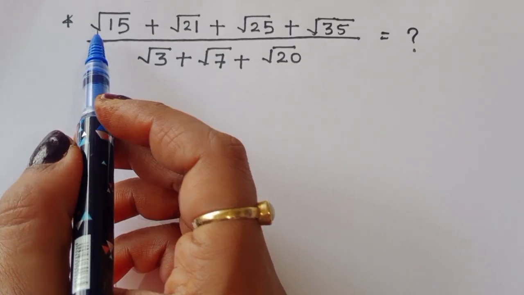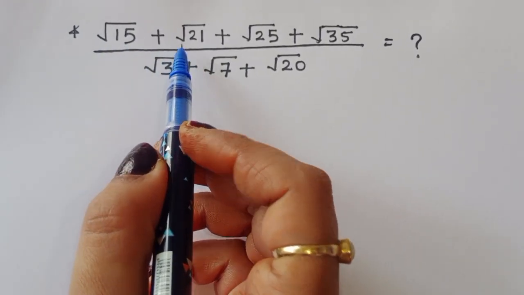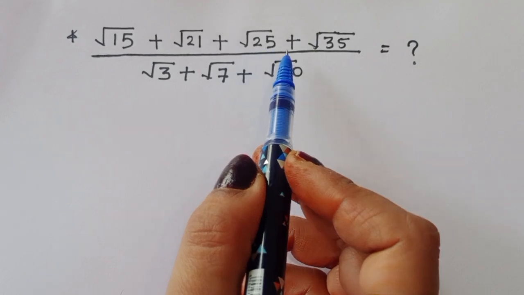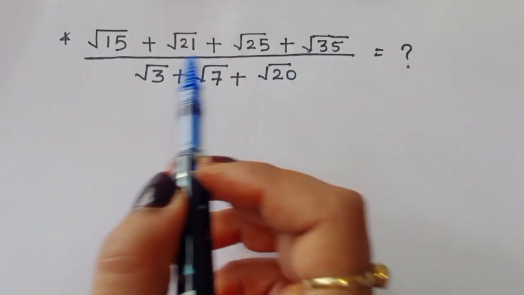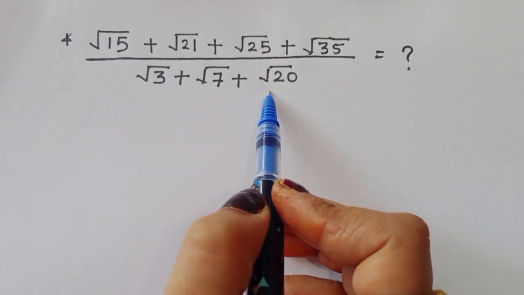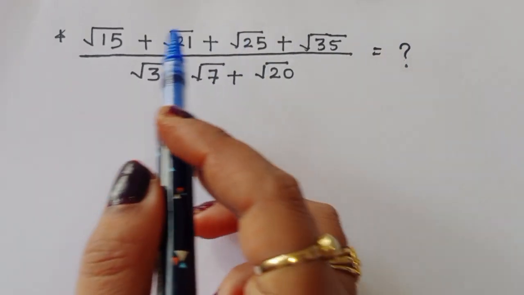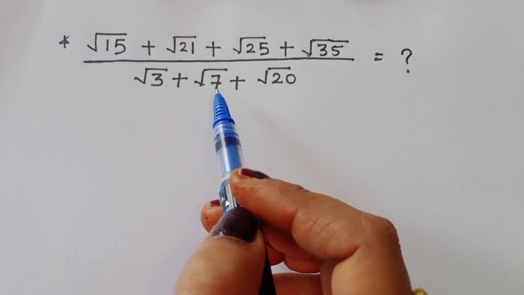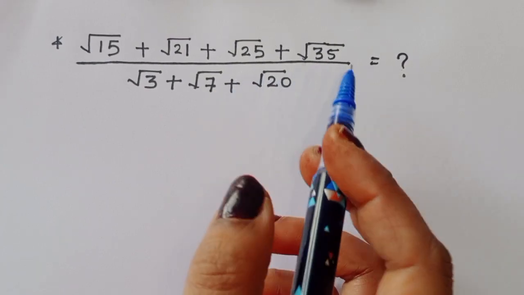Question: given (square root of 15 plus square root of 21 plus square root of 25 plus square root of 35) divided by (square root of 3 plus square root of 7 plus square root of 20) is equal to what? We have to find out the value of this term. How can we find it? Let's see the solution.